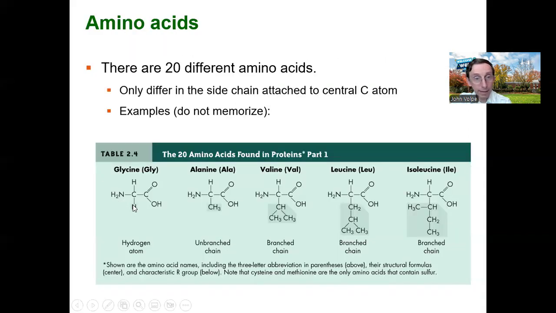So glycine has an H in that R group. Some of the R groups are nonpolar, like alanine and valine and leucine and isoleucine. These are nonpolar R groups, as well as glycine. But note that an amino acid is always polar. The amino group and the carboxyl group are polar. And some amino acids have a nonpolar group, which will be in the R region of the amino acid.